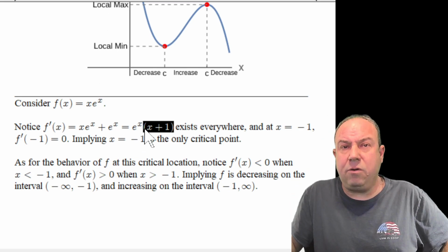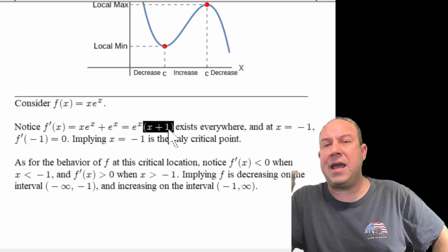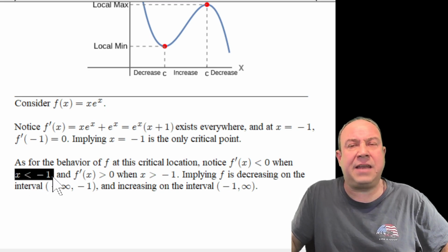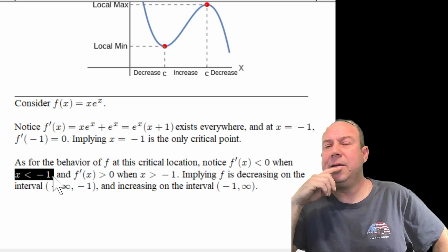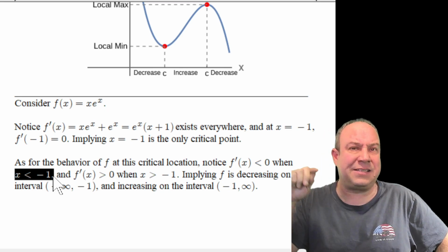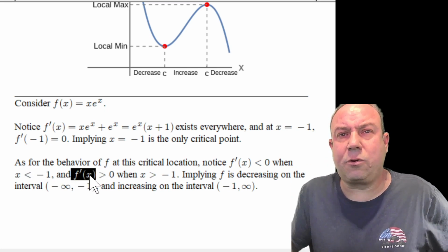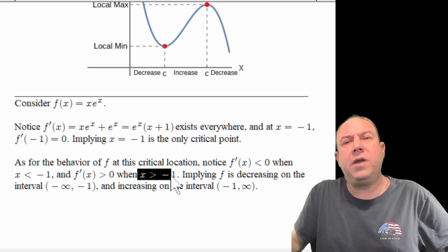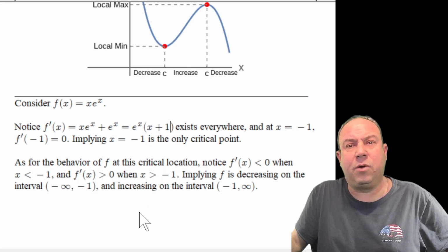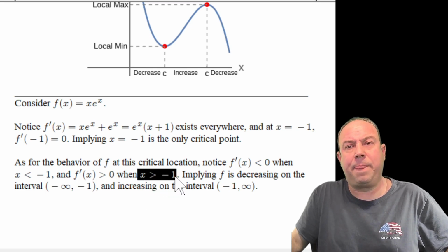And what we can note is x plus 1 is less than 0 when x is less than negative 1. We can find that by solving that inequality. Set x plus 1 less than 0 and solve, and you will get x less than negative 1. Similarly, it's greater than 0 when x is greater than negative 1. Set x plus 1 greater than 0 and solve, and you will get x is bigger than negative 1.